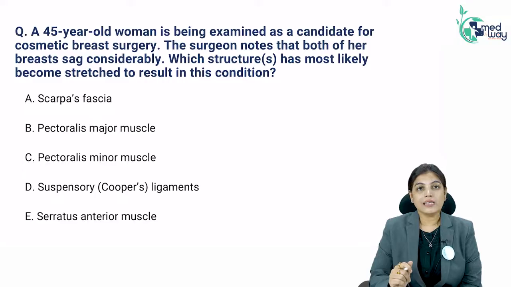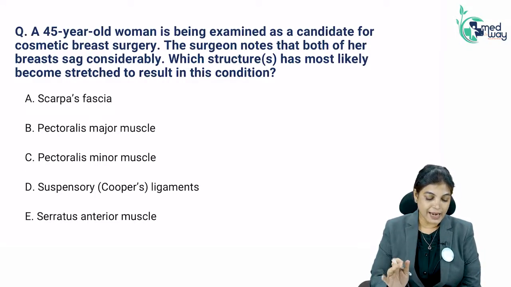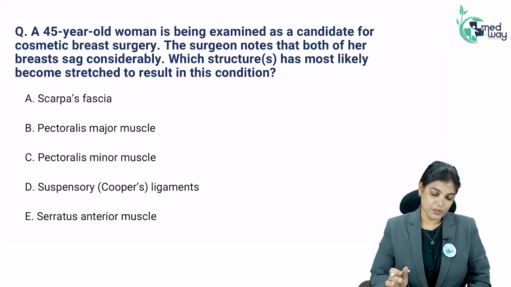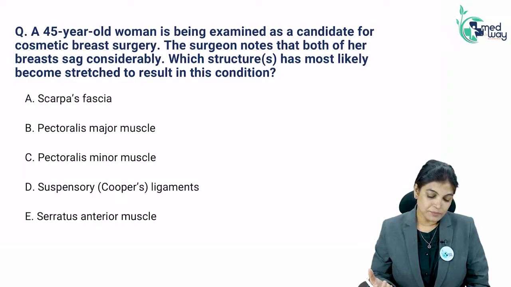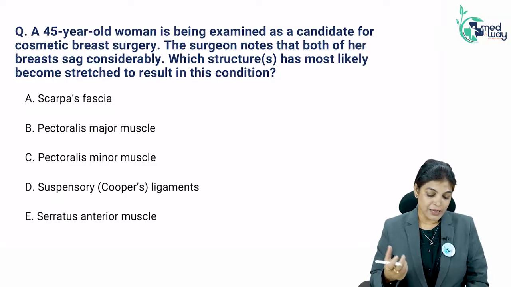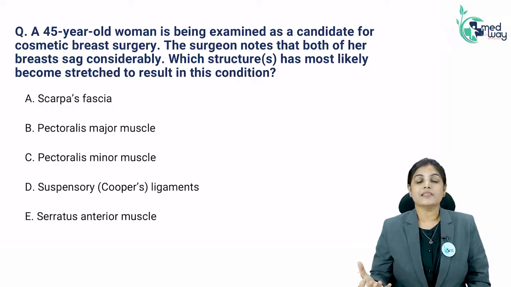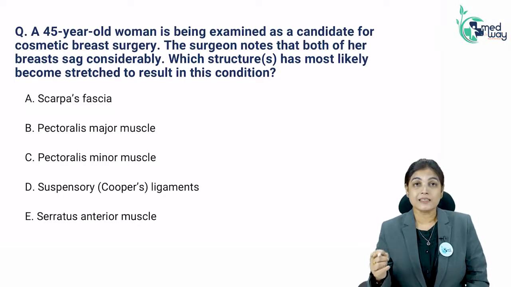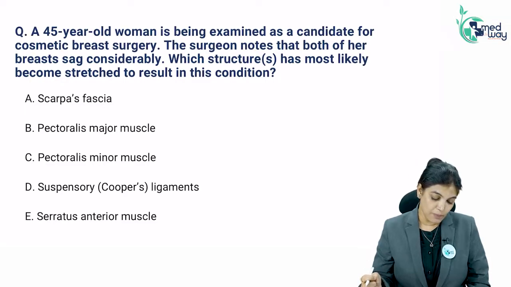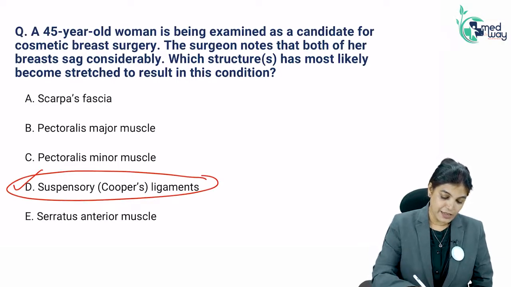Let's go to the other clinical question. A 45-year-old woman is examined as a candidate for cosmetic breast surgery. The surgeon notes that both of her breasts are sagging considerably. Which structure becomes stretched to result in this condition? Scarpa fascia, which is the membranous layer of the abdominal wall, pectoralis major, pectoralis minor, suspensory ligament, or serratus anterior. So the most correct answer is the suspensory ligament of Cooper.